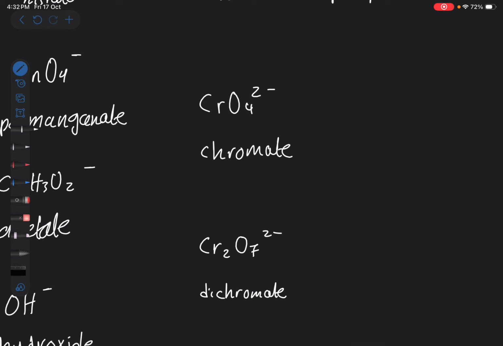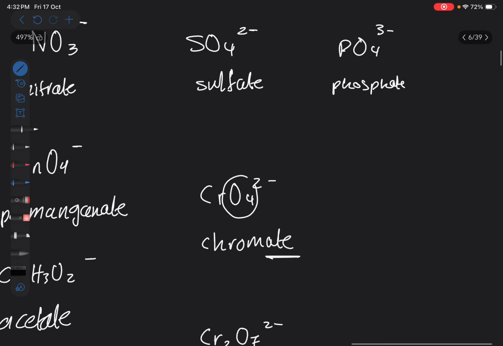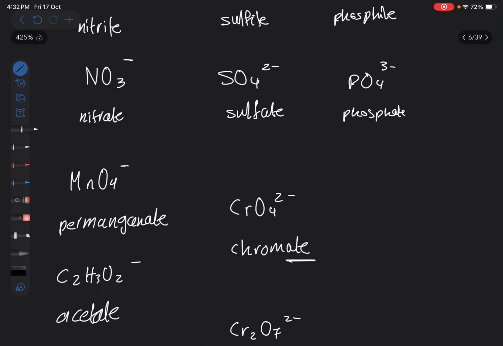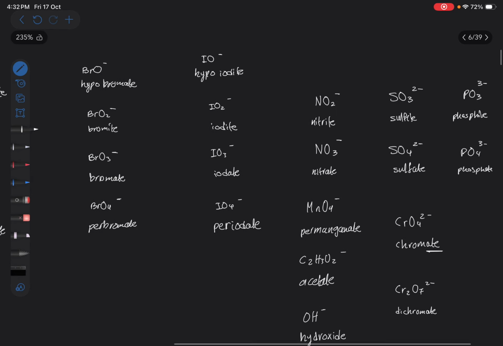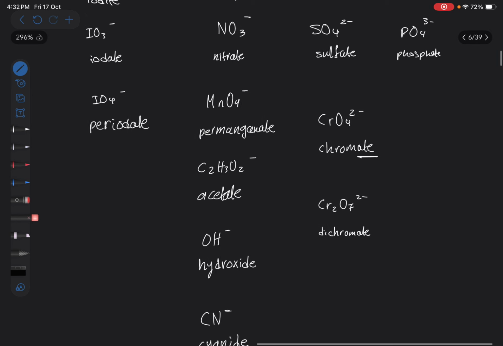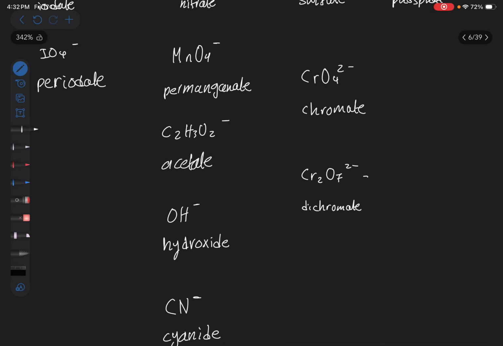And why does it not have an 8? Because it has a large number of oxygen. So the ones that have 3 and above will have an ATE suffix. So it follows the same rule. So chromate, not chromite. And if you double it, you'll get dichromate, and notice the oxygen has 7 only.